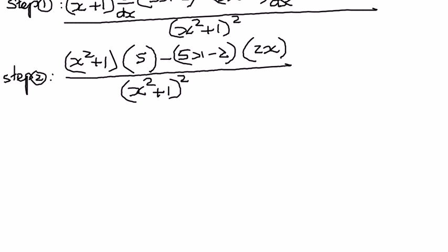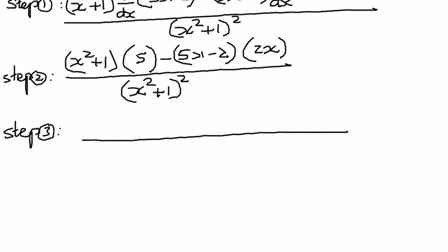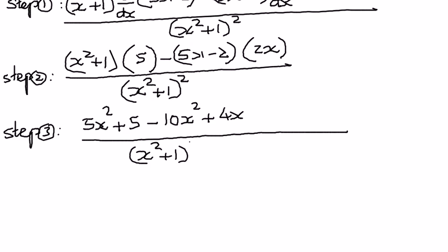So we can start to simplify this some more. In step number 3, we're going to distribute these terms out in the numerator and then collect the like terms. x squared times 5 is 5x to the power of 2. 5 times 1 is equal to 5, minus 5x times 2x is going to be equal to minus 10x to the power of 2, then minus negative times negative is a positive, 2 times 2x is going to be equal to positive 4x, and this whole thing is divided by x squared plus 1, this whole thing raised to the power of 2.